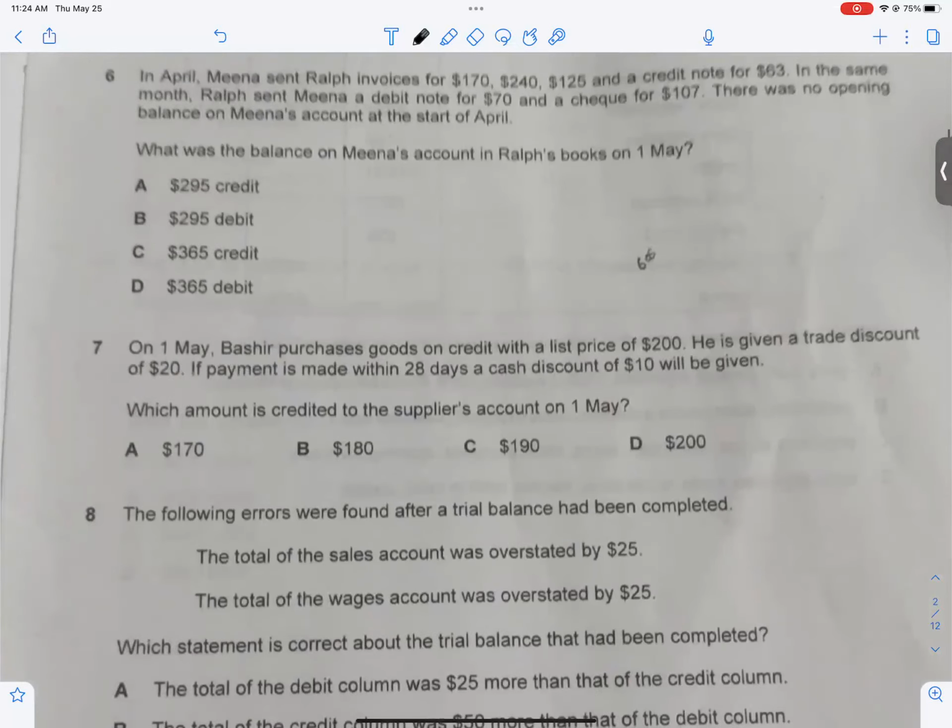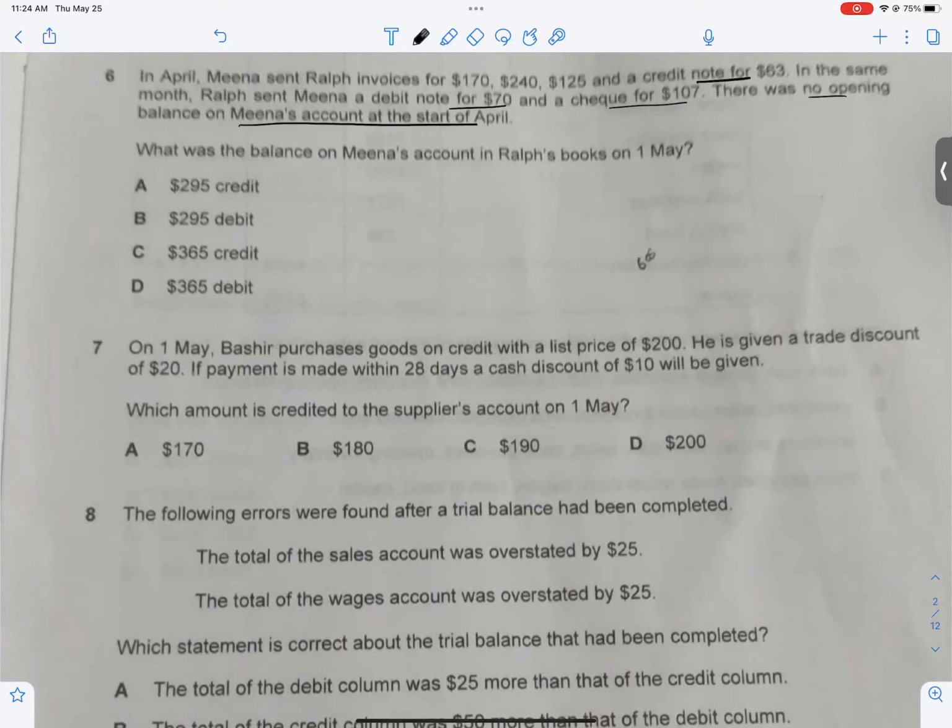In April, Meena sent Ralph invoices for $170, $240, and $125, and a credit note for $63. In the same month, Ralph sent Meena a debit note for $70 and a check for $107. There was no opening balance. In this we have to make the SLCA.